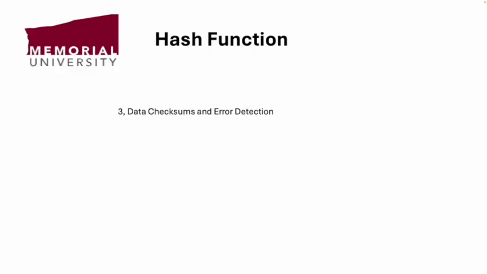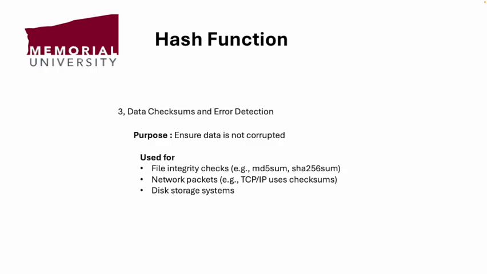Third, data checksum and error detection. The purpose is to ensure the data is not corrupted. File integrity check, right? You're using the MD5 sum or SHA 256 sum, in network packets and disk storage systems.